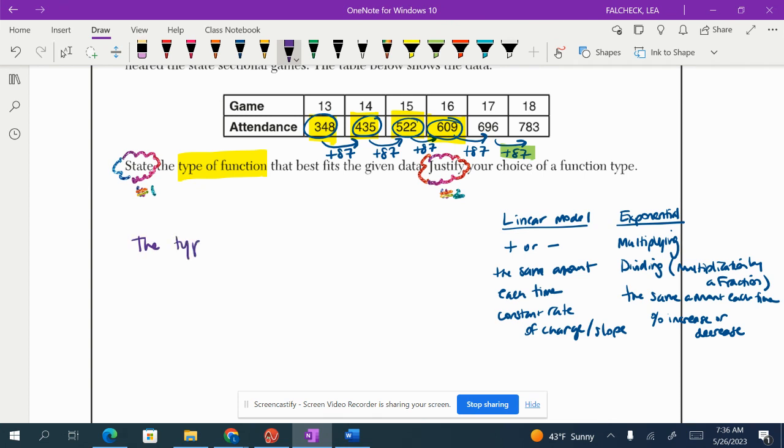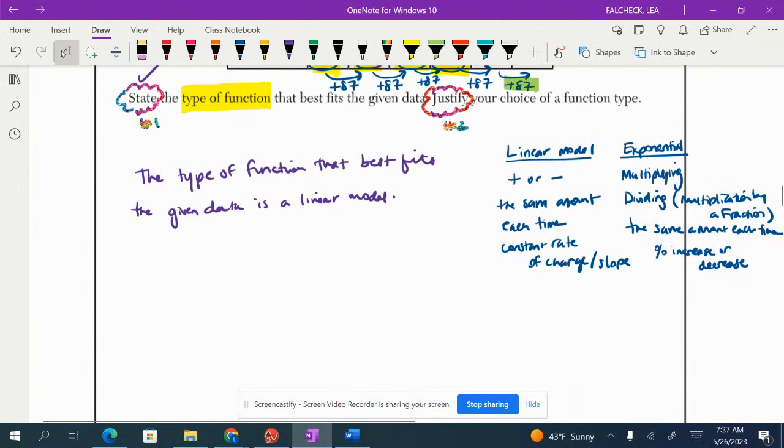So our claim, where we state the type of function, would be: the type of function that best fits the given data is a linear model. Okay, so we stated the type of function, and now we need to justify our choice.